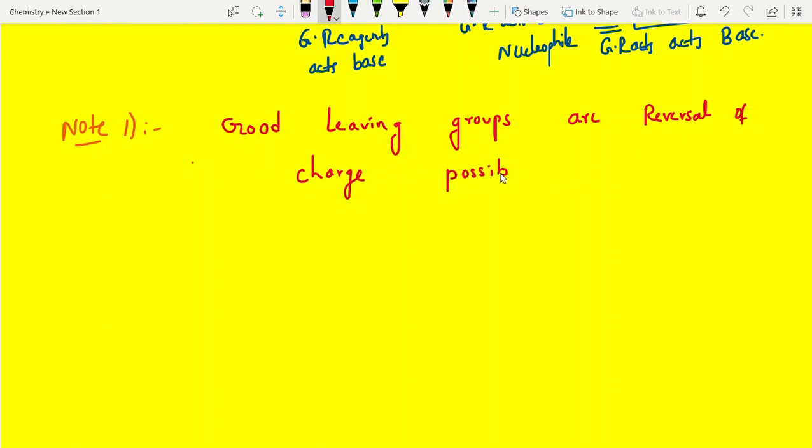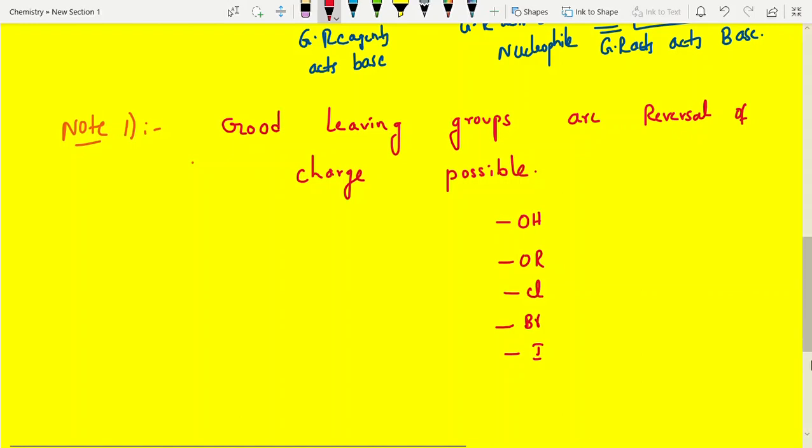Okay, what are good leaving groups? Let me list them here. OH group, OR group, Cl group, and all halogens, Br, iodine, like this. These are good leaving groups. If a good leaving group is there, then reversal of charge is possible. I'll take one example and explain it, then you can understand more.